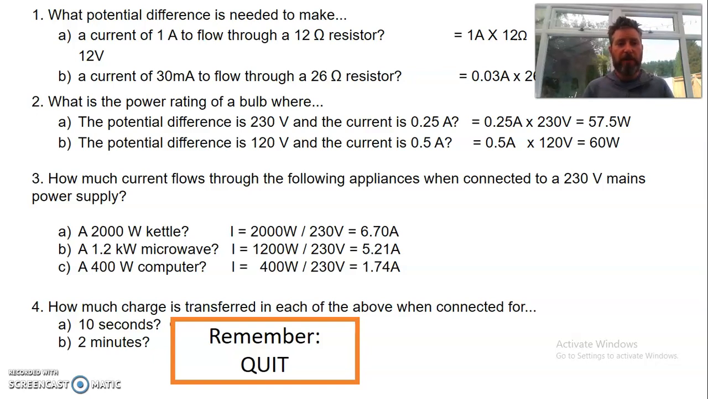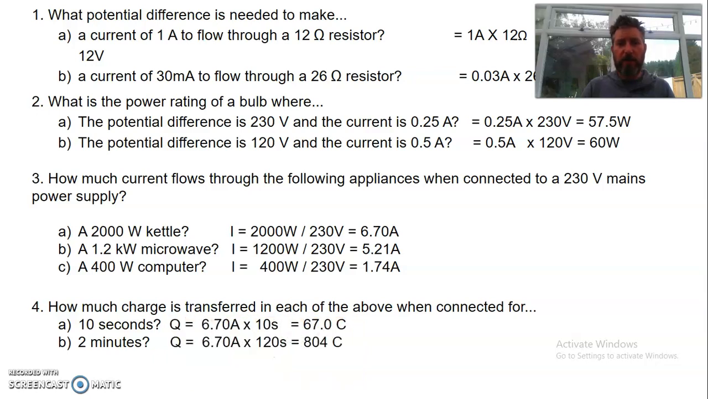Right, the last bit of this, how much charge is transferred to each of the above when connected for 10 seconds? Now I've only done A, I haven't done the microwave and the computer, but you get the gist of it. 10 seconds, Q equals I times T. So the charge, Q, is going to be the current, which is 6.7 amps, times by the time, which is 10 seconds, which is 67 coulombs.